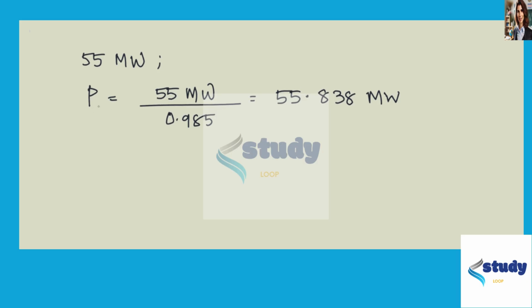So let's say this is P1, this is P2. Therefore, the power loss will be equal to P2 minus P1, and that is equal to 0.838 megawatts. Now this can be used to determine the current in the two transmission lines.